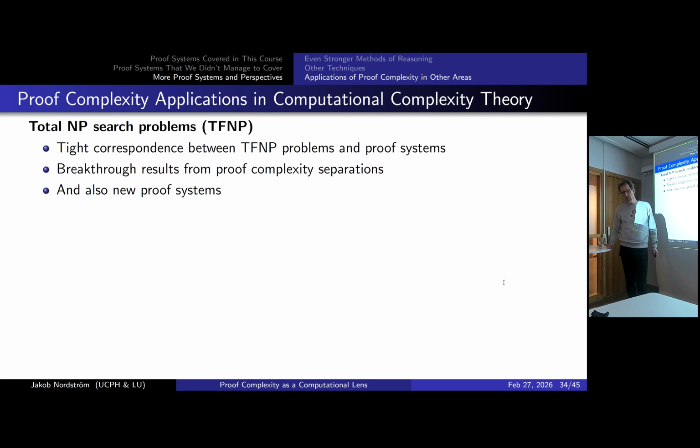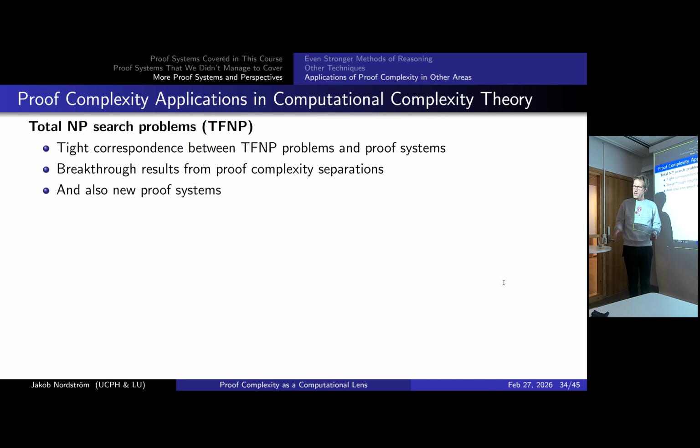Interesting applications that, it's maybe a little bit embarrassing that we didn't talk at all about total NP search problems, but we didn't. It's something that is well worth knowing, that the search problems in NP that are not probably NP-complete, because if you view them as decision problems, the answer is always yes. But the interesting problem is to find the witness. There's a rich collection of different such problems.